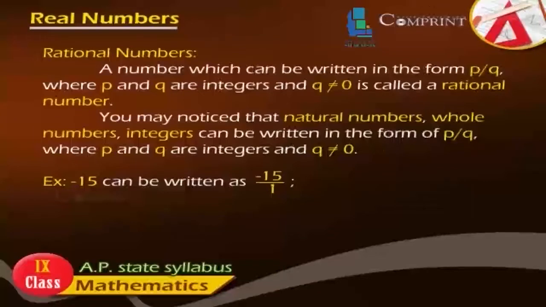Rational numbers. A number which can be written in the form of p by q, where p and q are integers and q is not equal to 0, is called a rational number. You may notice that natural numbers, whole numbers, and integers can be written in the form of p by q, where p and q are integers and q not equal to 0. Example, -15 can be written as -15 by 1.